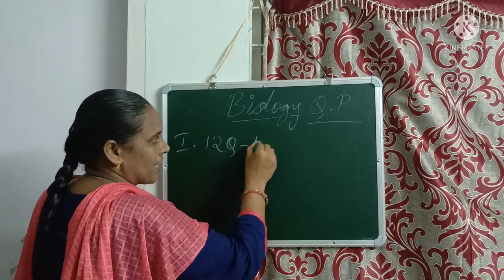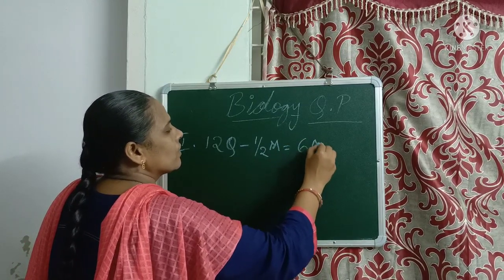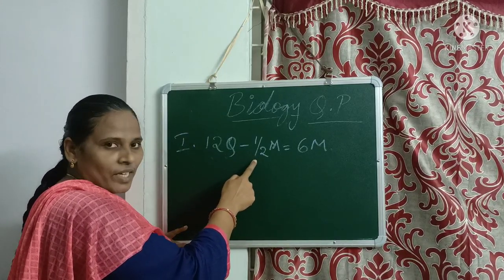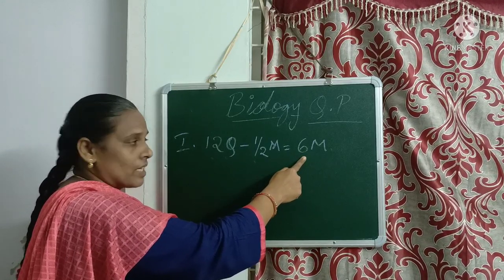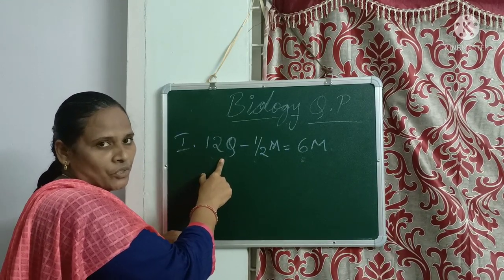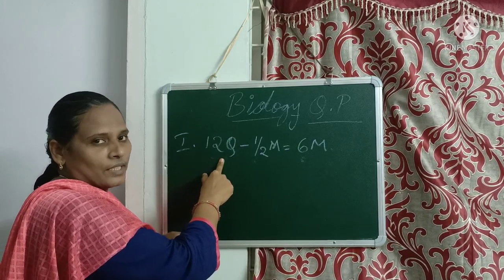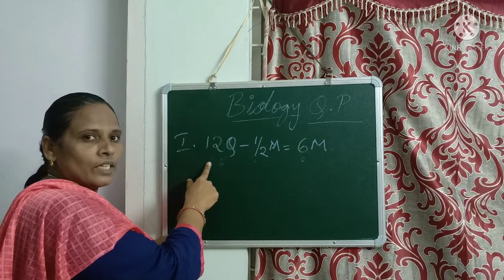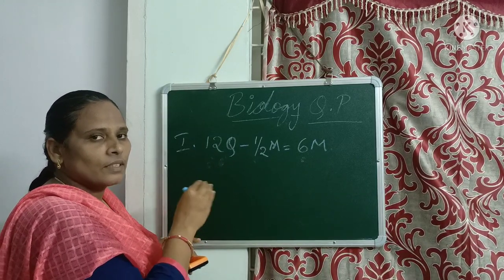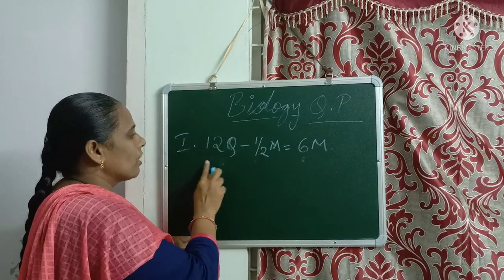The first section has 12 questions. Each one carries half a mark, so the total is 6 marks. In this first section, some questions are objective type, some are fill in the blanks, and some are one word answers.